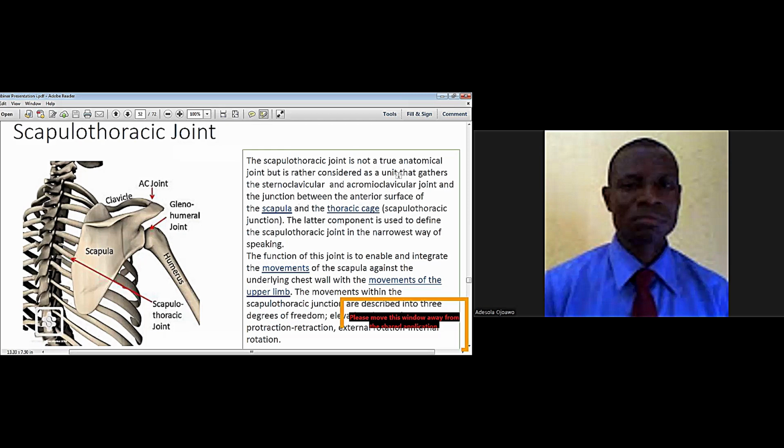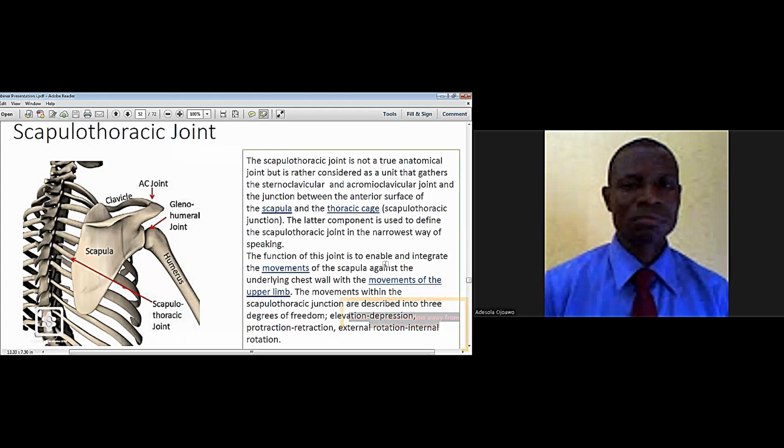But it is rather considered as a unit that gathers the sternoclavicular anatomical joint and the junction between the anterior surface of the scapula and the thoracic cage. That is what you have there. The scapula, the clavicle, right? The scapula is now resting on the ribs. We call it the thoracic cage. The lateral component is used to divide the scapulothoracic joint, the narrowest way to speak.